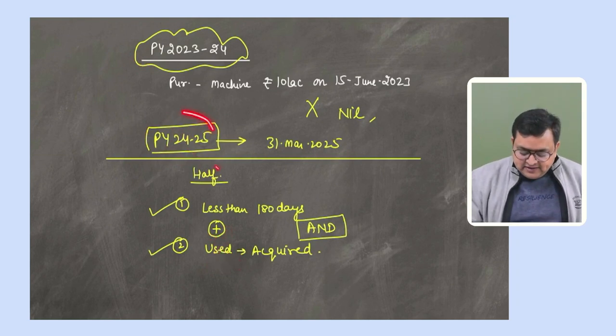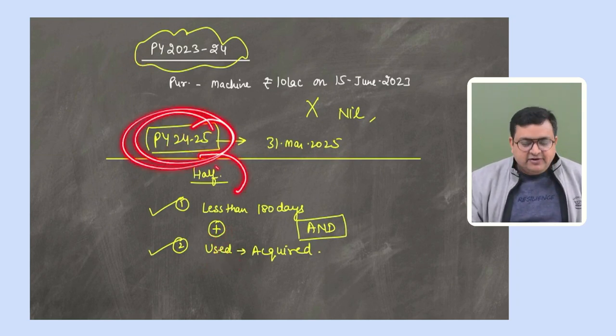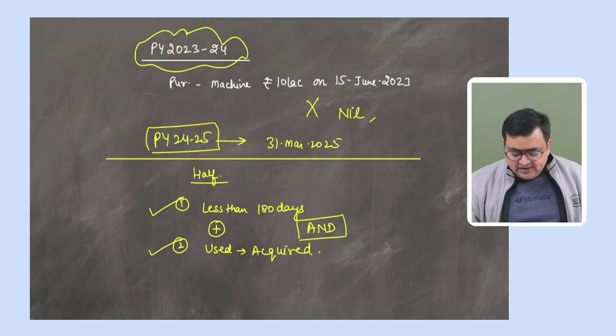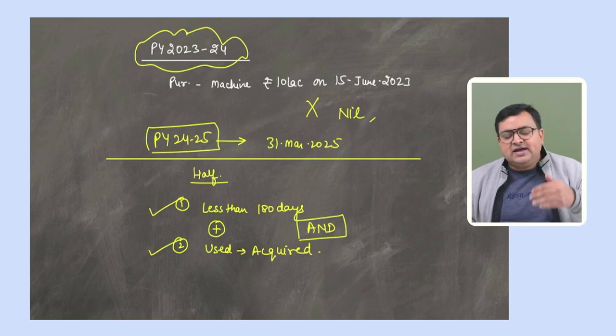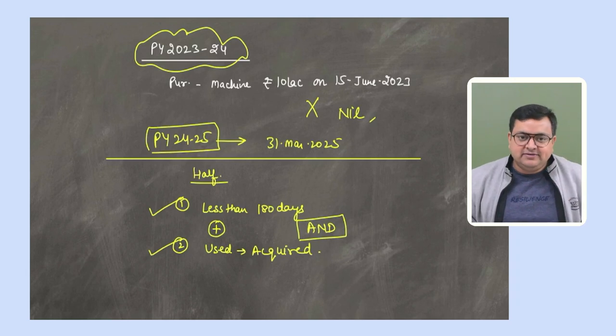So in that case, in this year, will you be charging half depreciation? No. In this year, you will be charging the full depreciation, because depreciation will be charged anyhow. You have used it, and the half depreciation condition is not satisfied. So you will be charging your full depreciation. And if any asset is used for 180 days or more, then there is no problem as such. Full depreciation.